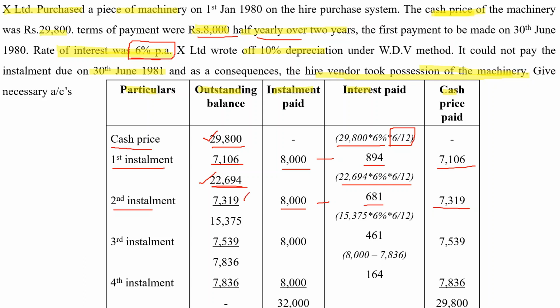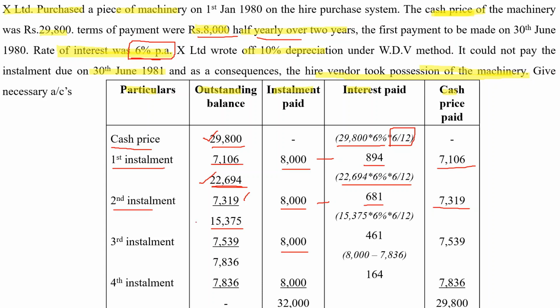7,319 is the cash price that is paid in the second installment. Deducted, the answer that you get is 15,375. This is the outstanding balance at the end of the second year. Now third installment. Third installment amount is 8,000 rupees.